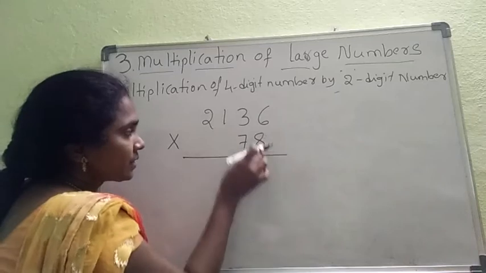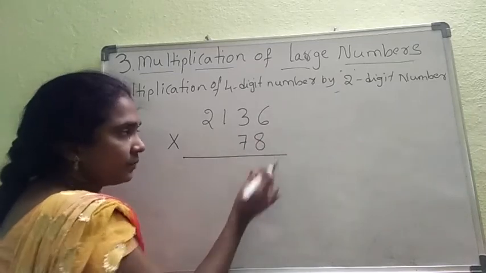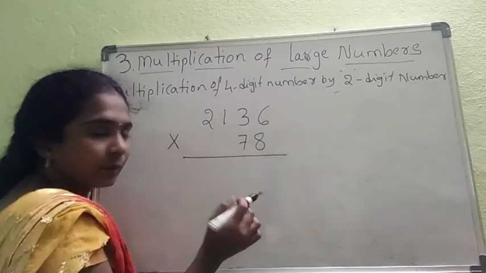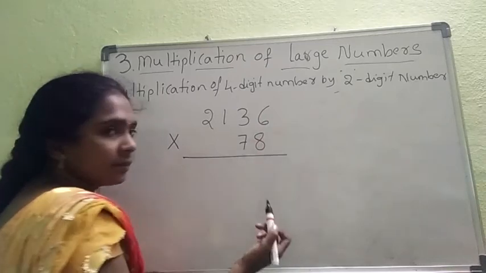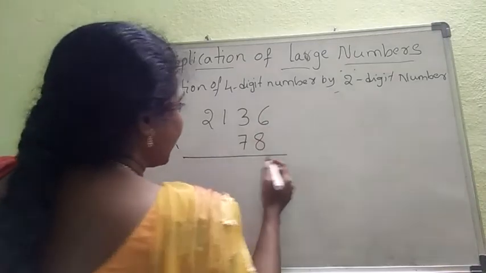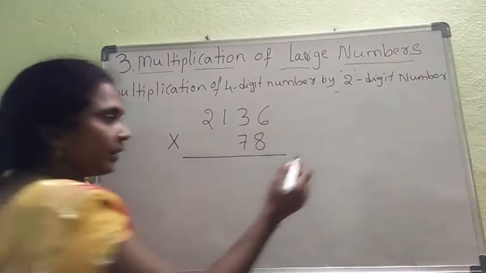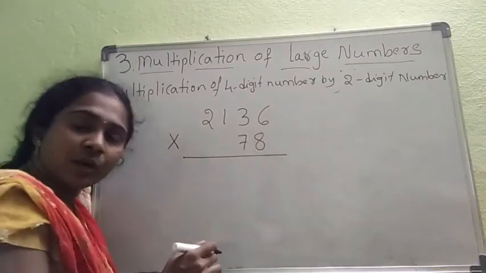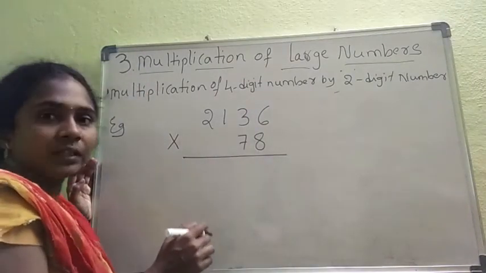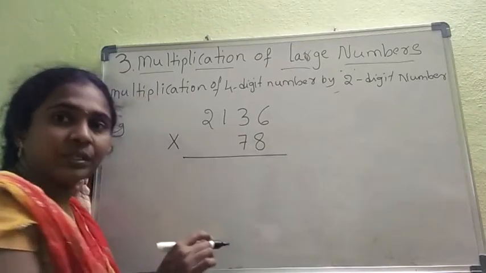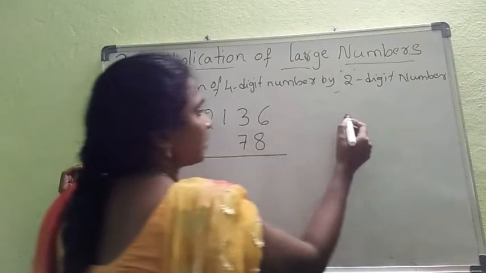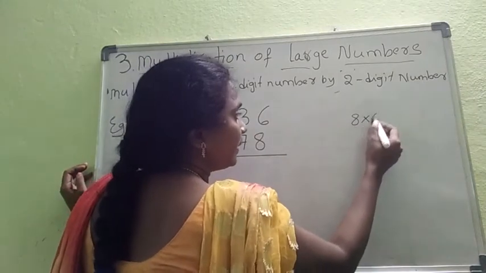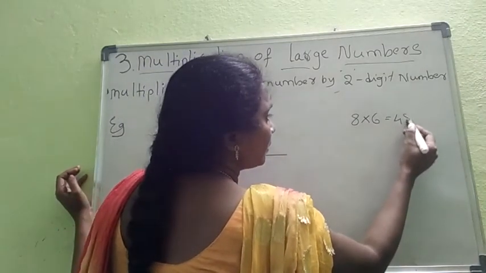See, first we should multiply the ones place with the given number. What is the ones place digit? That is 8. 8 sixes are 48. I hope all students are thorough with the tables, right? At least up to the 15 table you should know, right? Let's see. I am writing here, 8 sixes are 48.